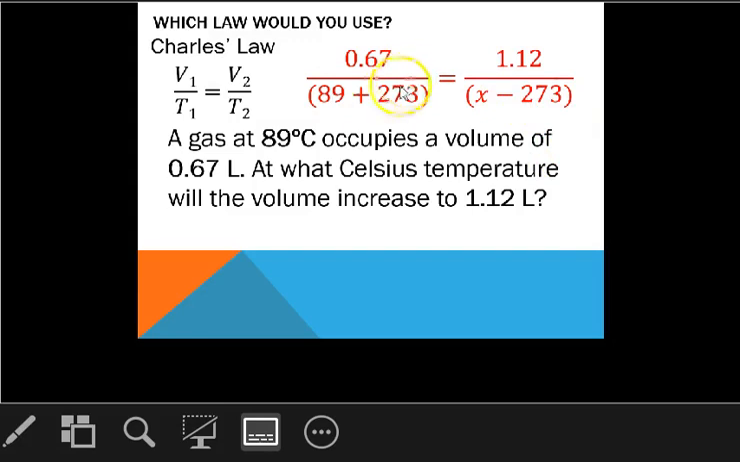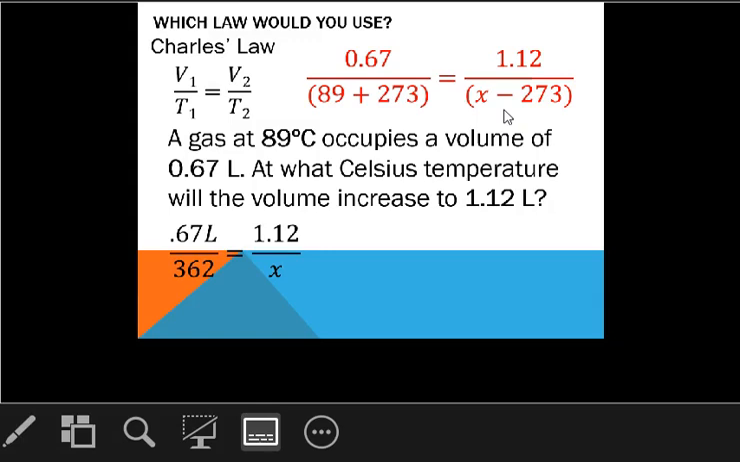Okay. So the path that you take, first add 89 to 273. Once you get that number, multiply it by 1.12. Then divide it by 0.67. That number is your temperature in Kelvin. Take away 273. So your setup is 0.67 over 362 equals 1.12 over x.